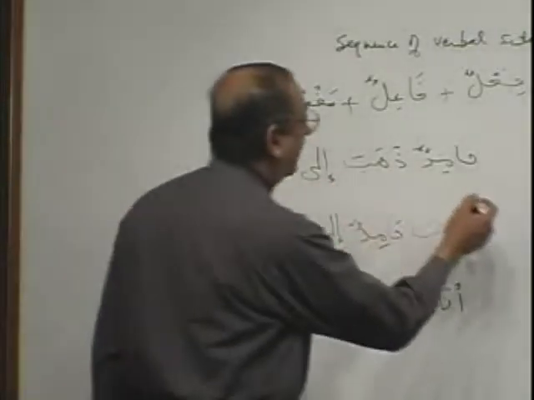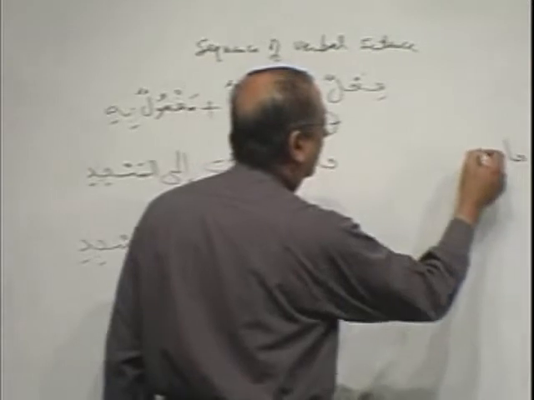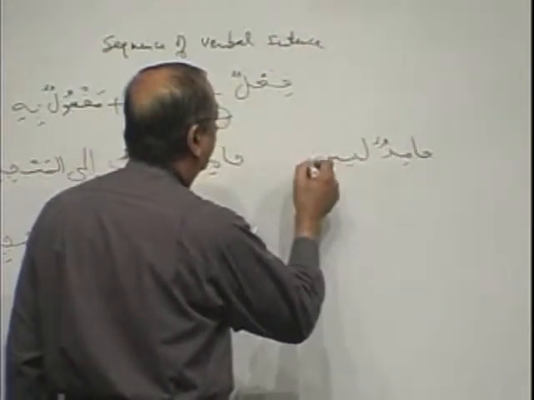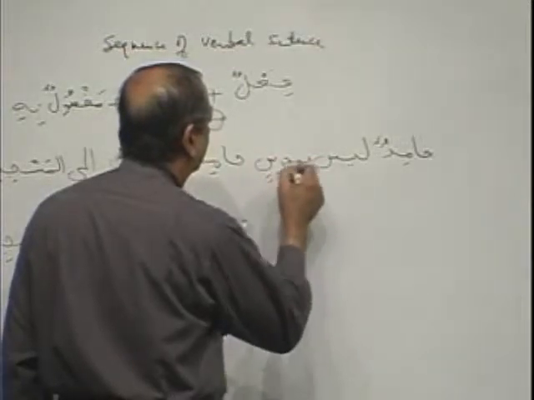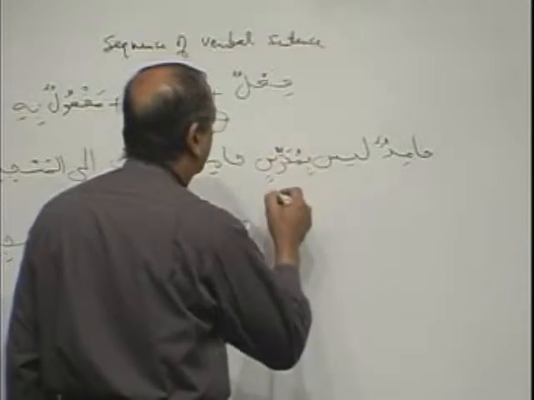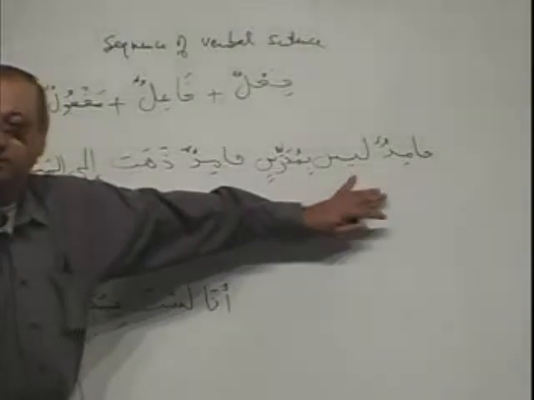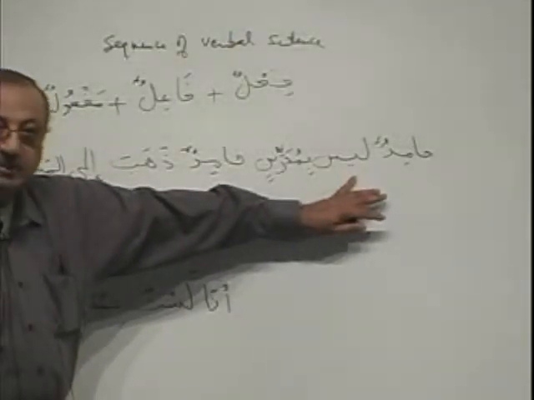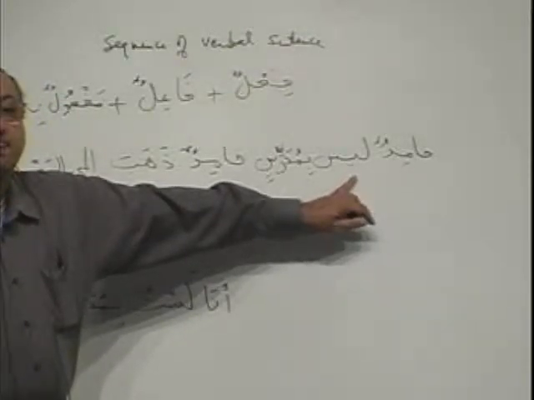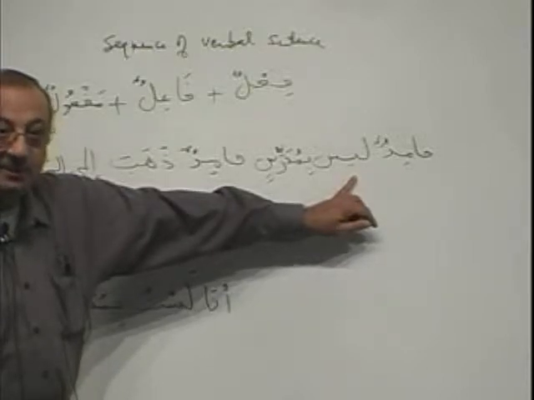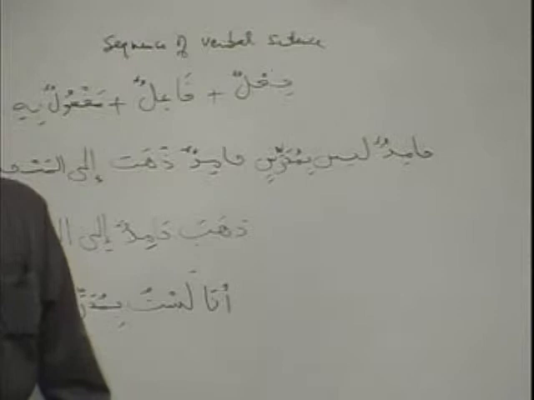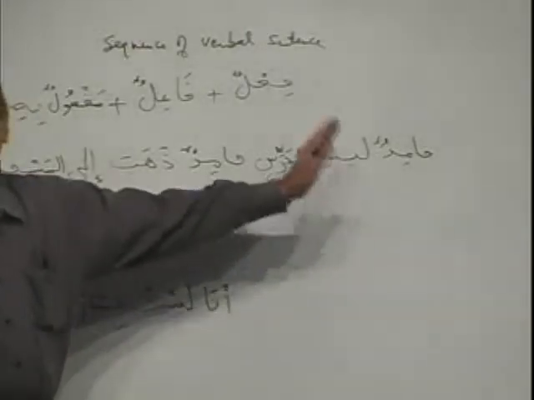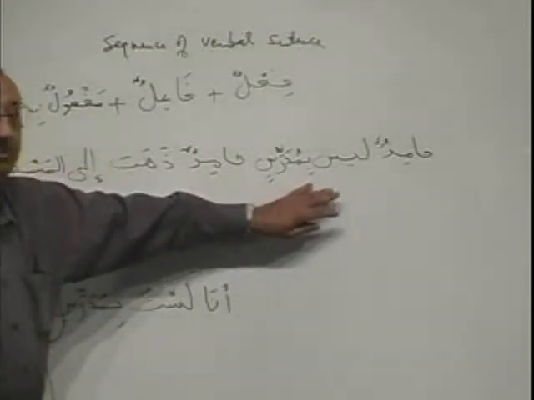So if I write something very similar like this, Hamidun Laysa bi mudarrisin. Okay, brother and sister? Hamidun Laysa bi mudarrisin. What is the translation? Hamid is not a teacher. What is Hamid? Mubtada. Where is the khabar? The jumla fi'liya. So Laysa is a fi'l, fi'lun naqisun jamidun. Okay, where is Ism Laysa? Mustatir. It is mustatir. You cannot say Hamid is Ism Laysa. Ism Laysa is mustatir, because it has to come afterwards. Okay? And then bi mudarrisin is the khabar.